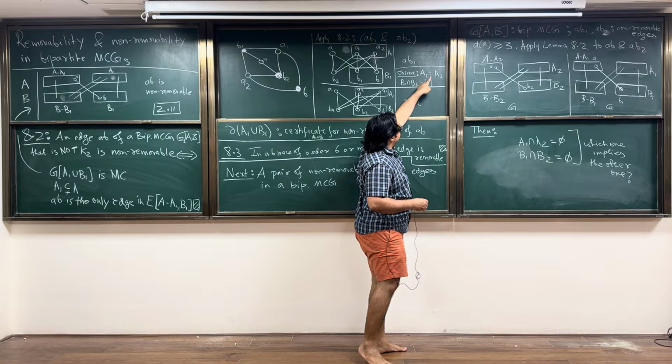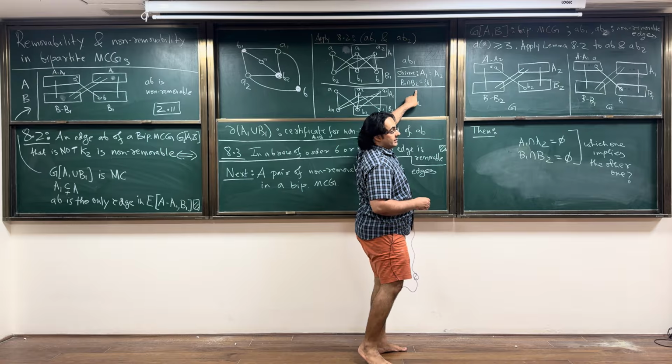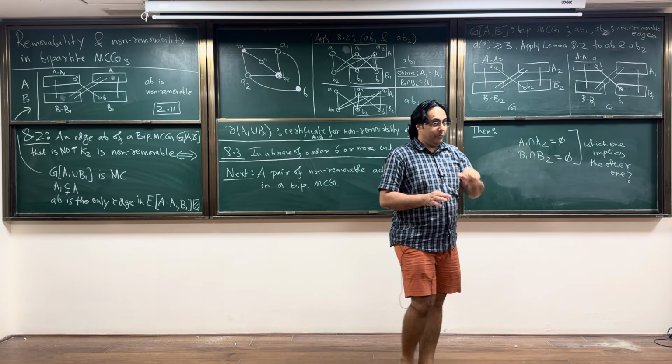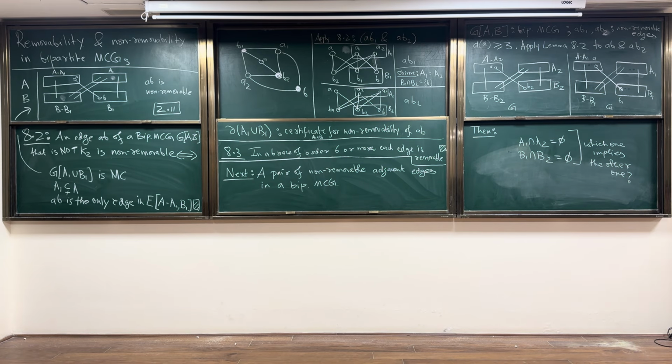Neither is A1 intersection A2 empty, nor is B1 intersection B2 empty. So if you have a proof of either of them, you must use the hypothesis that degree of A is at least 3. Any proof that doesn't use that hypothesis is false.